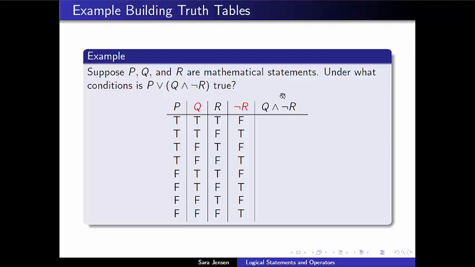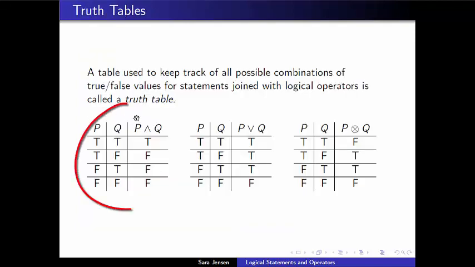And the way that I'm going to do that is I'm going to focus on my columns that I've created for the statement Q and the statement not R. And I'm going to go back to our basic truth tables, viewing the Q like the P column and the not R like the Q column right here.